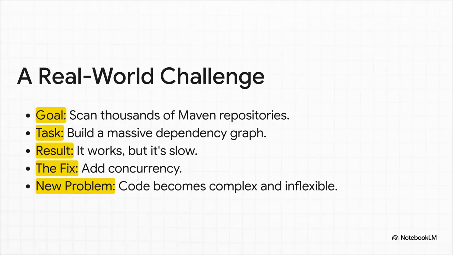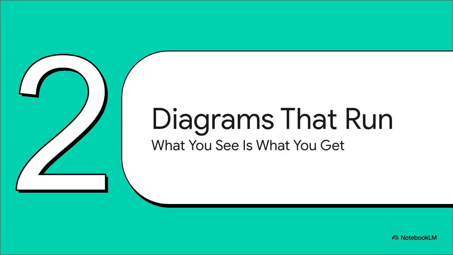So here's the real-world example we're working with. The goal was simple enough. Scan a bunch of repositories, map out all their dependencies. The first version, single-threaded, got the job done eventually. The obvious fix? Adding concurrency. Sure, it made it faster, but the cost was huge. The code got rigid, totally bloated with configuration files, and it became a real headache for the team to work on. I'm sure that sounds familiar. Okay, problem established. We get it.